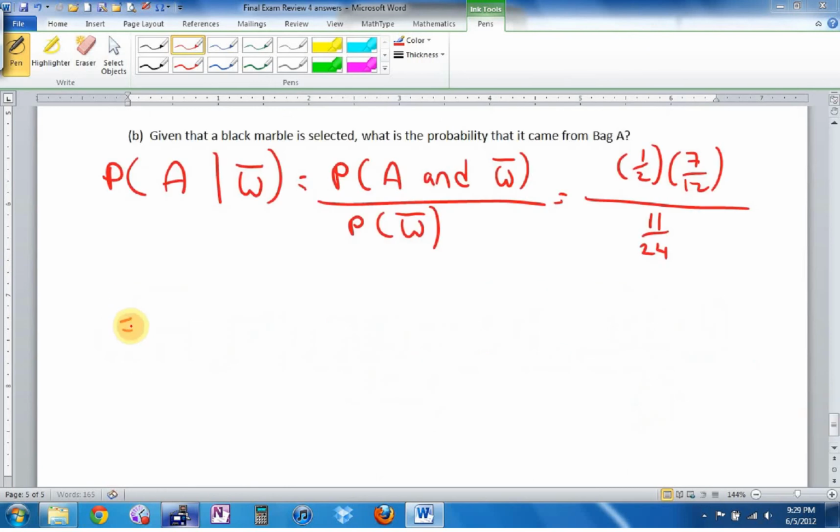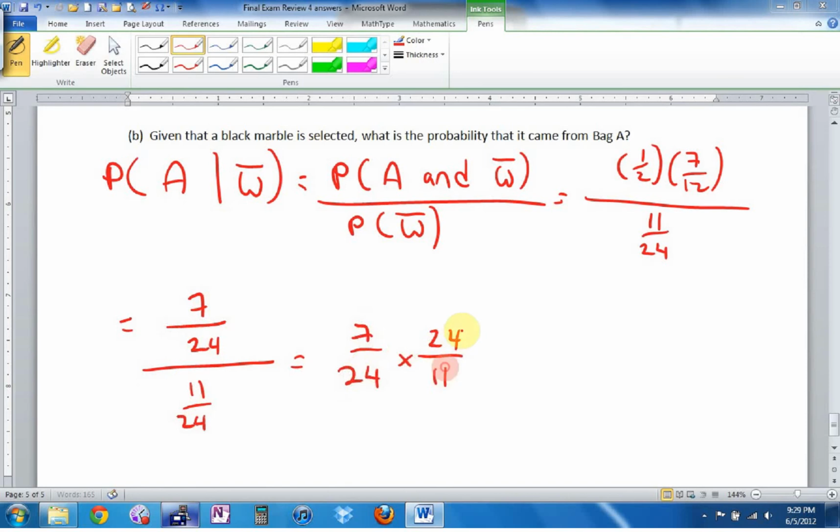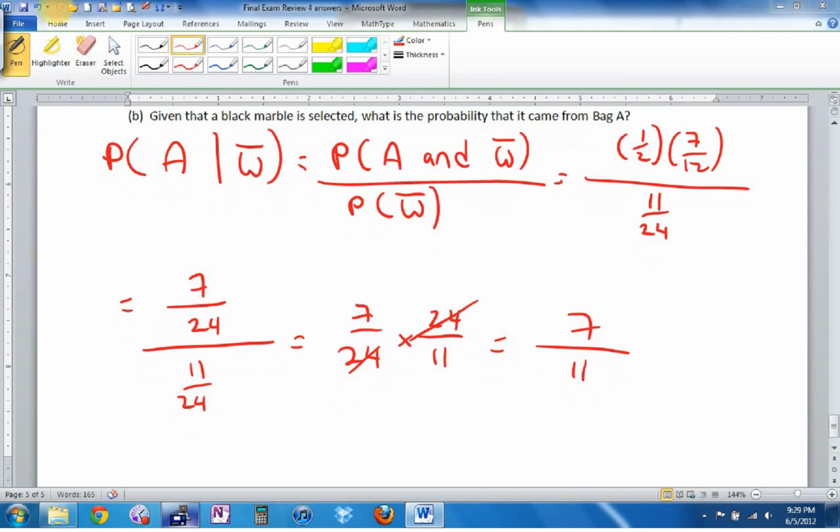I end up with 7 over 24 divided by 11 over 24. How do I divide by a fraction? Flip it and multiply. 7 over 24 times 24 over 11. Hey, the 24s cancel, and I get 7 out of 11. That there is final exam review number 4.